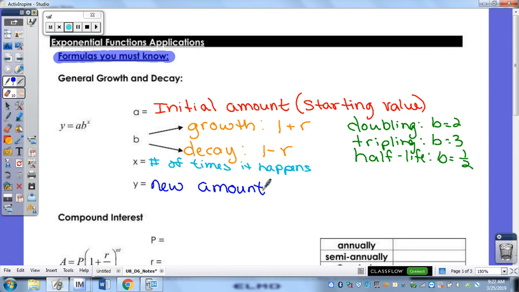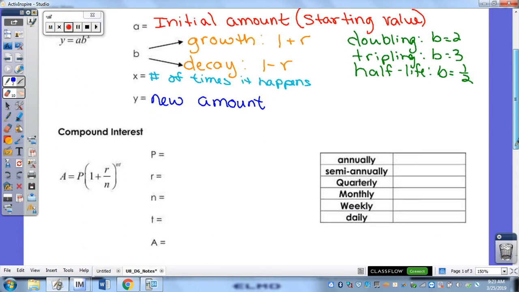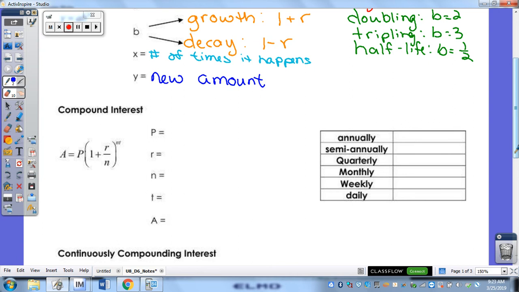So now our next one here is our compound interest formula. It's very similar to our y equals a times b to the x. So here, where we would normally have the letter A, they just use the letter P instead, because this is always dealing with finances of some kind. So P is your principal. That's what they call it. Your principal is just your initial amount.